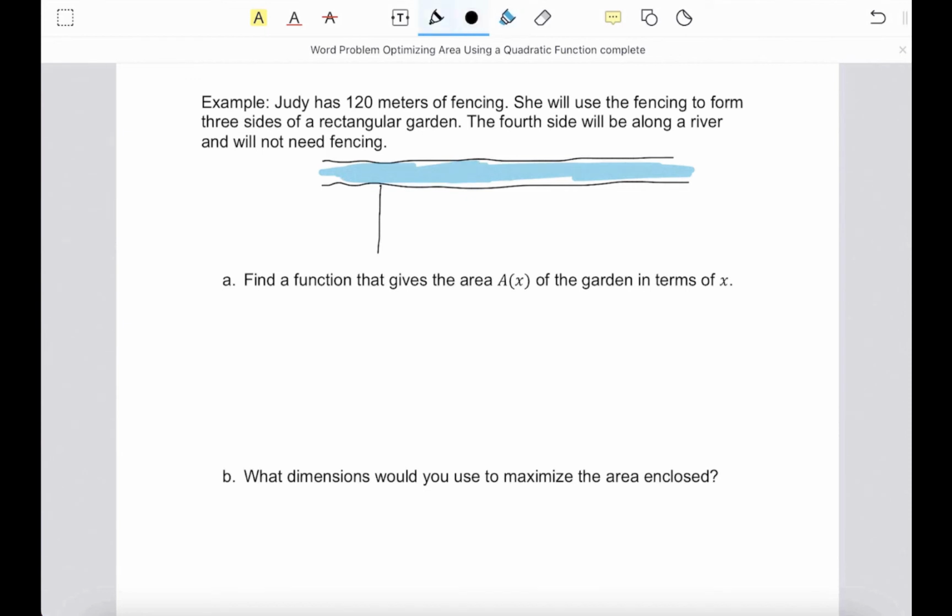And we have 3 sides of a rectangular fence. And I'll say this side is x, that side is x, and this side is something else. We're not sure exactly what it is right now. But from this, we can add all 3 of them together. So we get 2x plus y equals 120 meters of fencing. That total perimeter is 120.